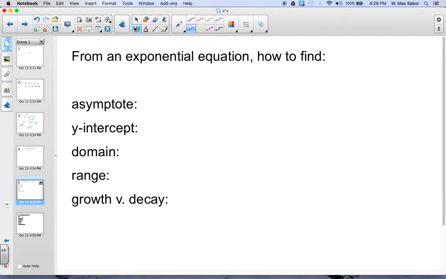So how do we find these different things? From the equation, to find the asymptote, we set the entire exponential part equal to 0. This is not saying set one of the variables equal to 0. It pretends that the whole exponential piece becomes 0. For the y-intercept, that's setting x equal to 0.